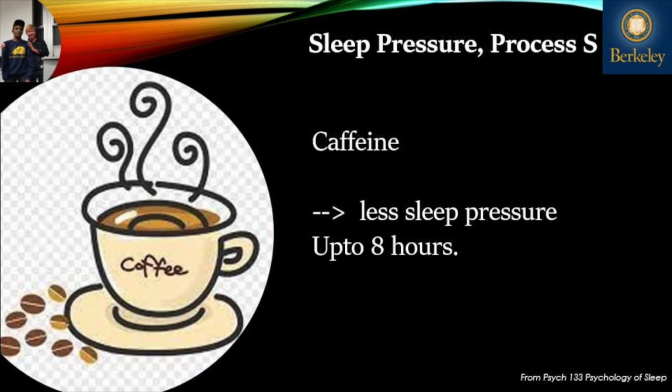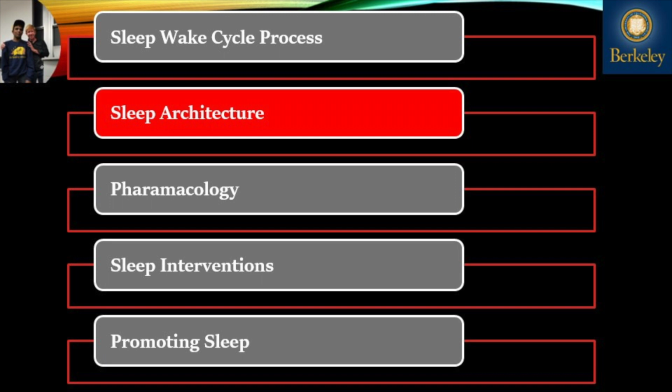Caffeine can affect your sleep, as caffeine competes for adenosine receptors, so there is less sleep pressure. And caffeine can stay up to 8 hours in the body. We now move on to sleep architecture.